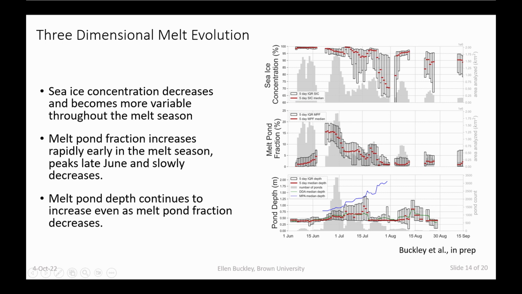So going through this, what you're seeing is sea ice concentration starting out high and then decreasing, becoming more variable between the tiles towards the middle of the summer, and then increasing again towards the end. And then melt pond fraction increasing slowly, and then peaking at the end of June, and then decreasing and becoming more variable throughout the summer.